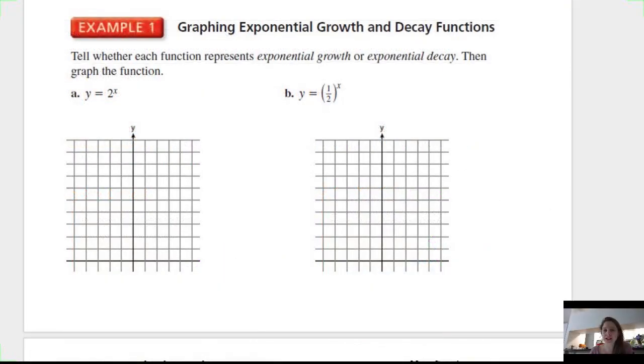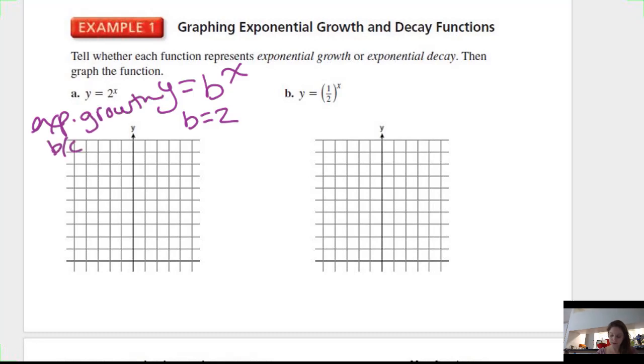Example 1, graphing exponential growth and decay functions. Tell whether each function represents exponential growth or exponential decay, then graph the function. To tell what is growth or decay, we look at that b value. Right, the form is y equals b to the x power. Here, b is equal to 2, which is greater than 1. And when b is greater than 1, we have exponential growth. So this is an example of exponential growth.